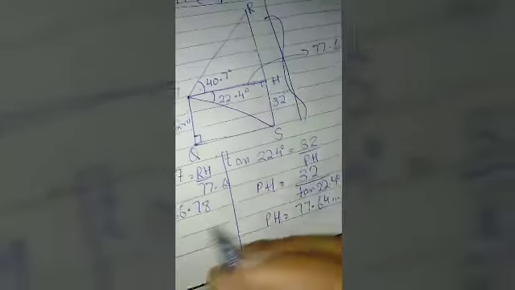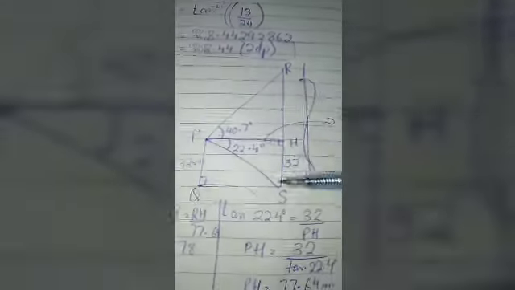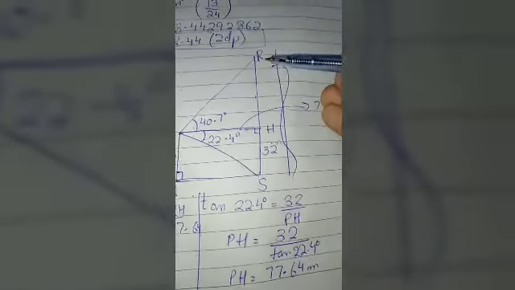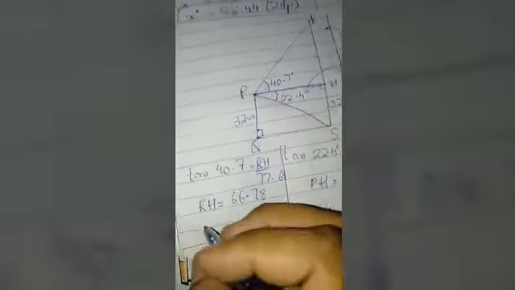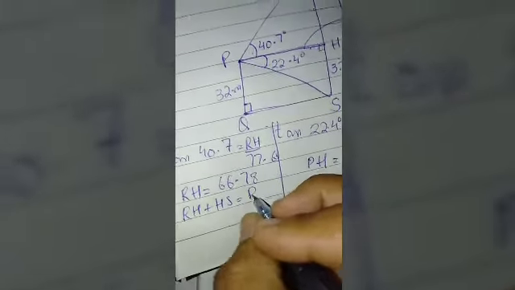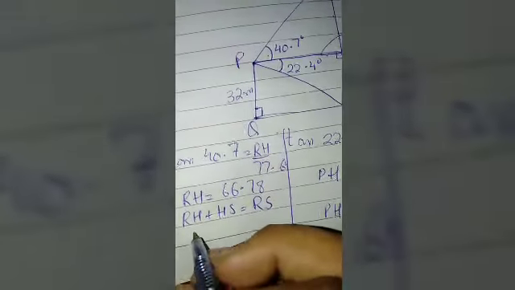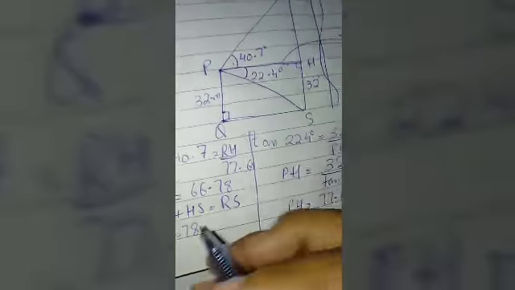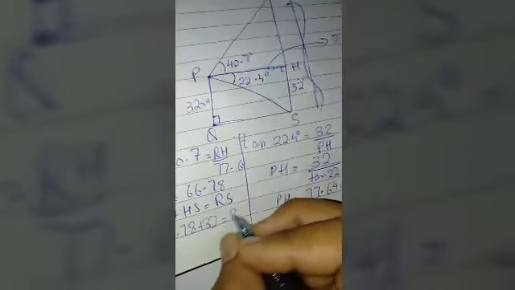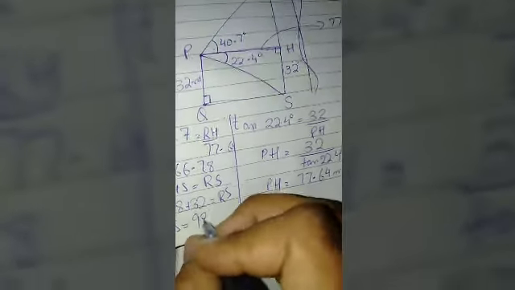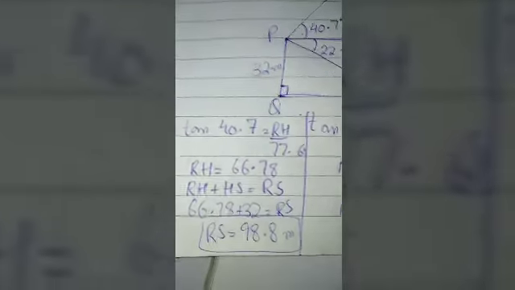You will do it by yourself. It's so simple. So as you can see, it's RH and HS. HS is 32. RH is 66.78. So by adding these two, RH plus HS, we have RS. According to the question, RH is 66.78 plus 32 for HS. We have RS equal to 98.8 meters. This is how you can solve, and this is the height of the building. Is it so simple?